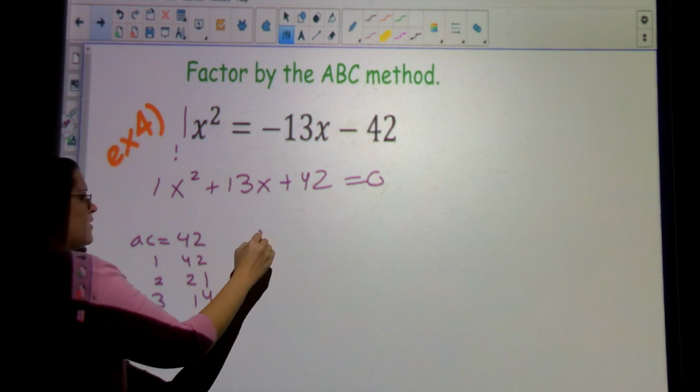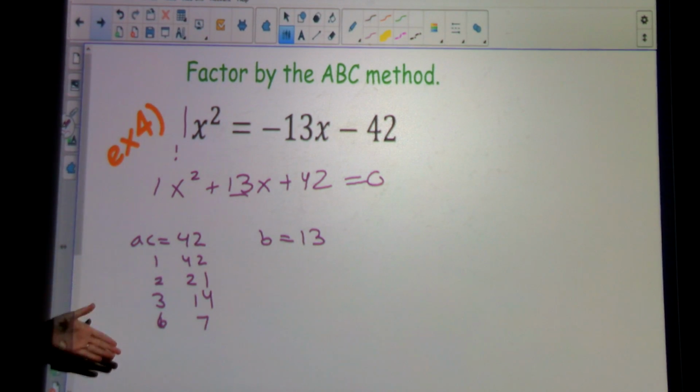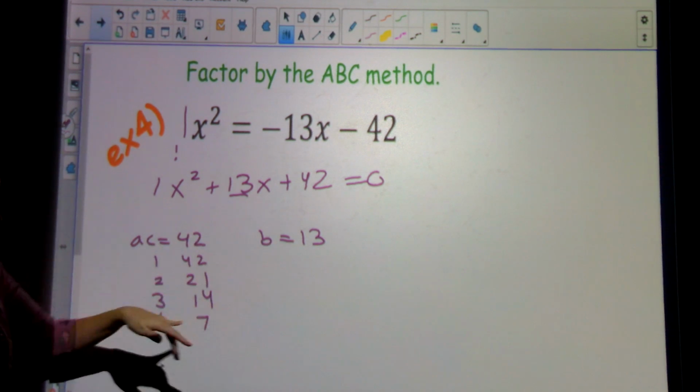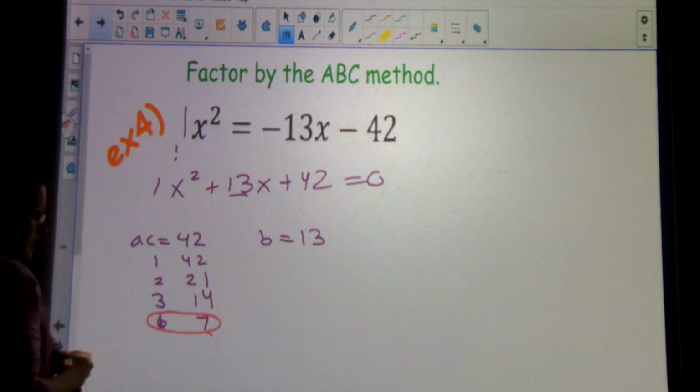B is 13. So now look at your pairs that you listed. Which ones add to be 13? These two, right here. These two add to be 13.